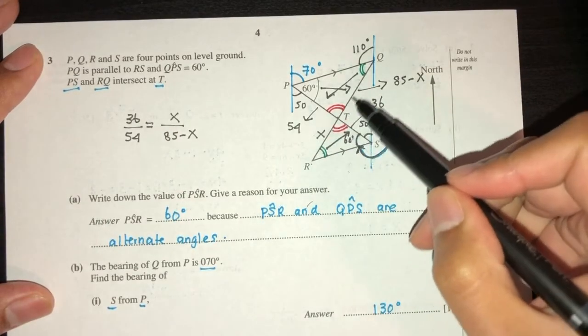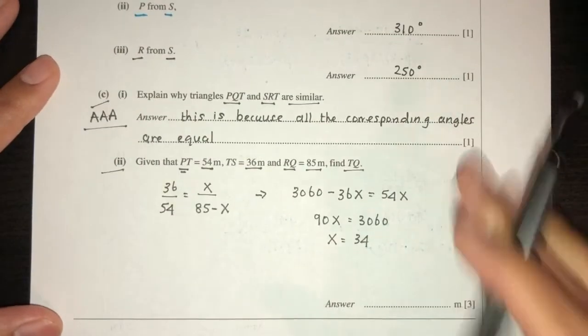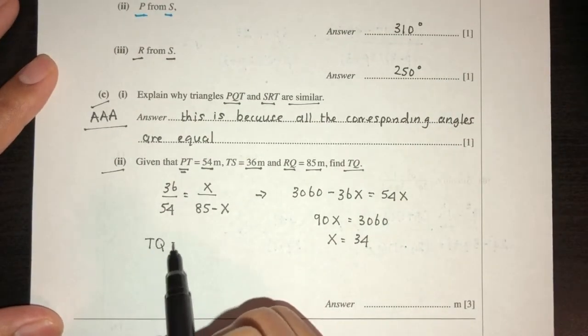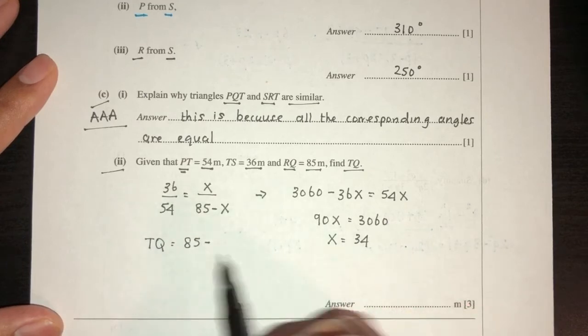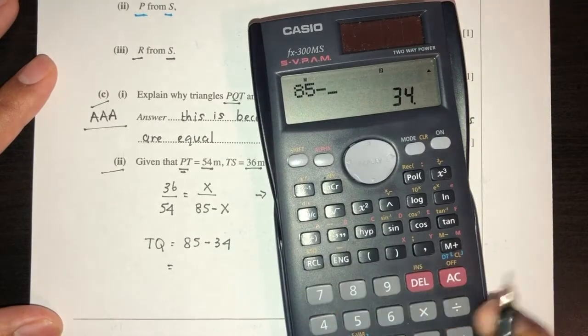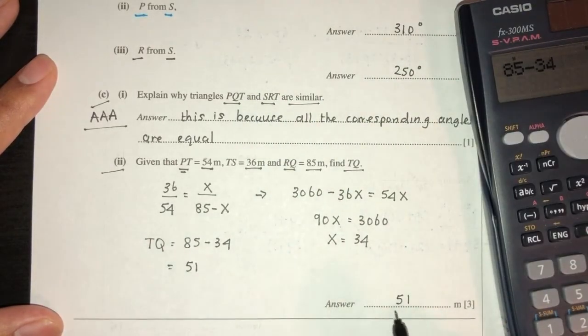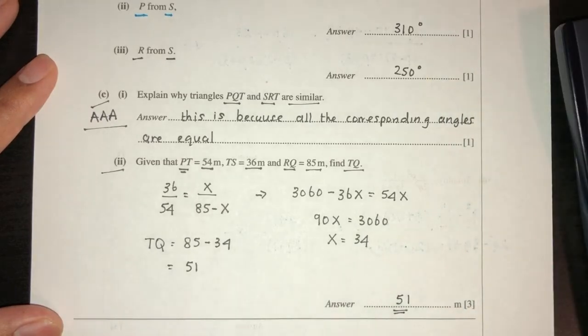So here we have to find TQ, which is 85 minus x. Going back, TQ is 85 minus x, which is 34. Okay, that will be 51. So TQ will be 51 meters, and that will be your answer for part 2.